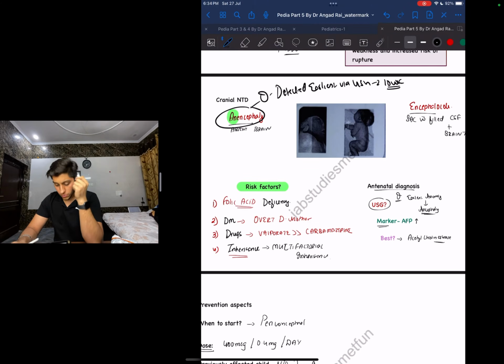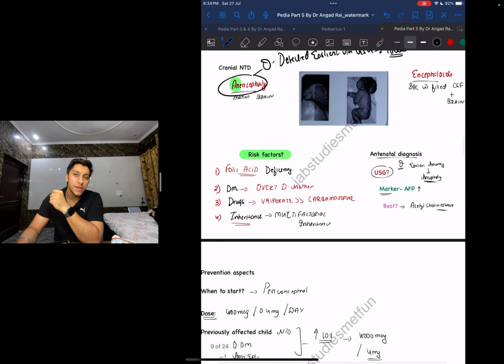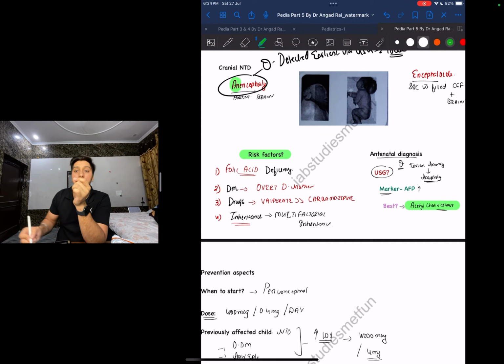Now they will ask you what the markers are. The marker, in general, which will be elevated is AFP, that is alpha fetoprotein. But if they ask you which is the most specific marker which is elevated, then you have to answer acetylcholinesterase.